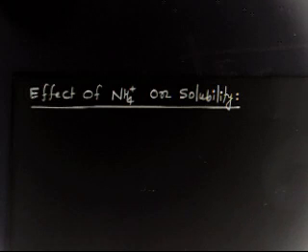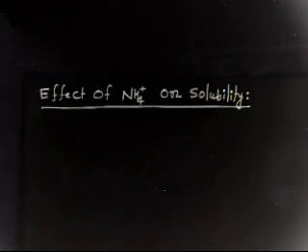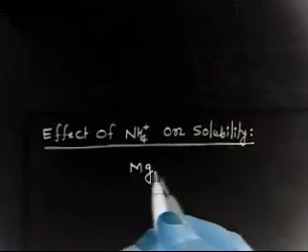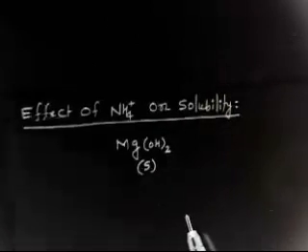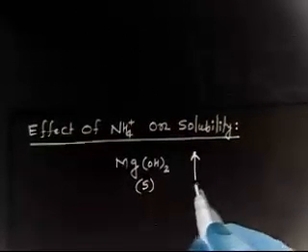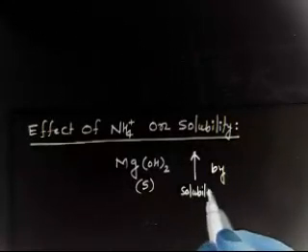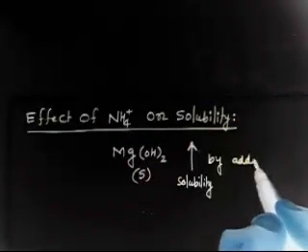Now in this case, we have a question in which base can be arrested by the addition of NH4+. The question says the solubility of Mg(OH)2 is increased by. Now Mg(OH)2 is basically a solid. Its solubility can be increased by adding NH4+. So solubility can be increased, and this sign shows increased by adding.